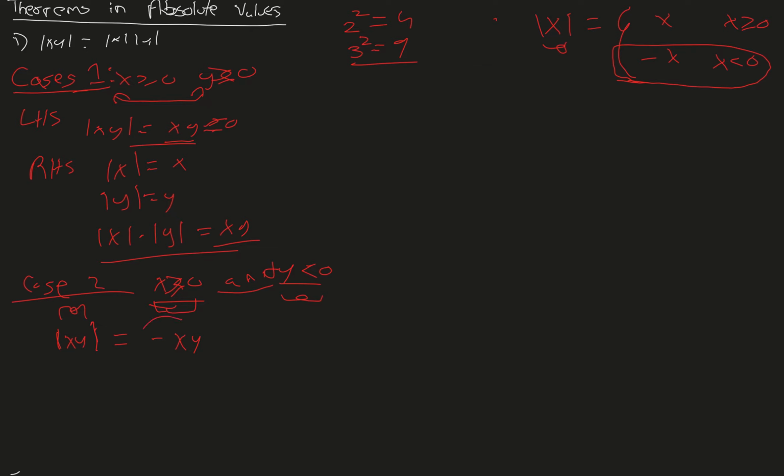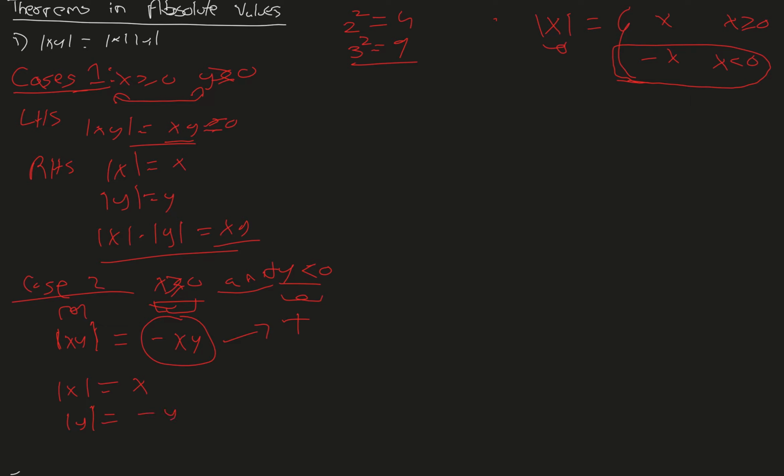Note that this negative xy is positive, and on the right hand side, the modulus of x will remain the way it is, and the modulus of y, since y is less than 0, you take the negative of it.